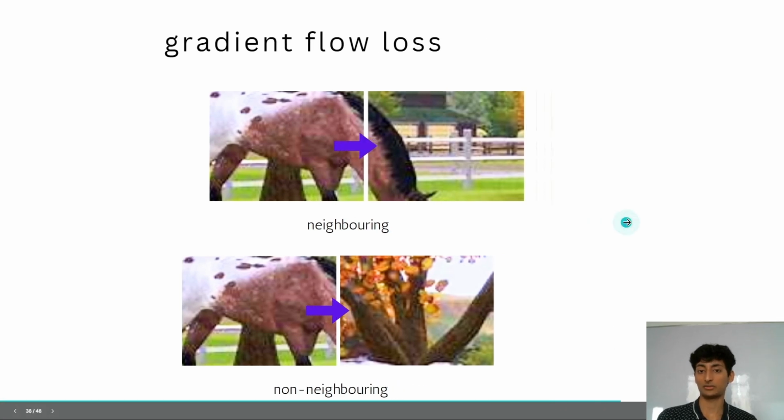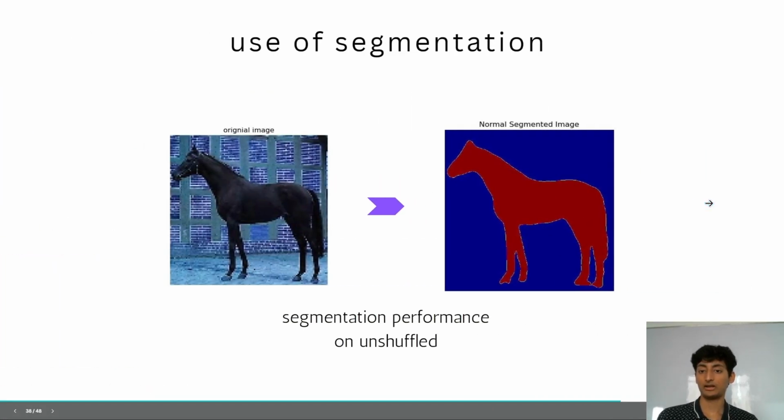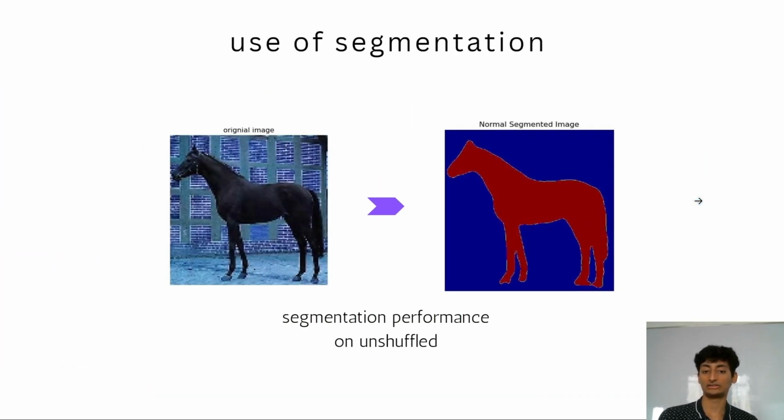So this is the gradient flow loss, and you can visualize it for two adjacent pieces and two non-adjacent pieces. We have also tried using segmentation, where for the original image we segment it. This ensures that you have a shape outlined for a particular image. We use a U-Net model to do this, but the main principle behind using segmentation was to also highlight the shape of the subject in the image.